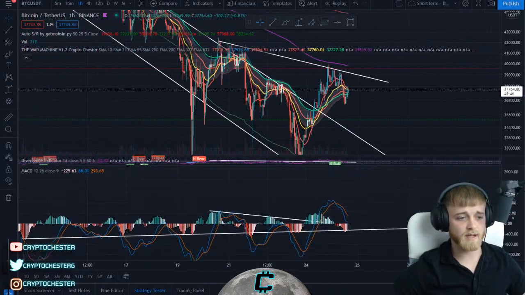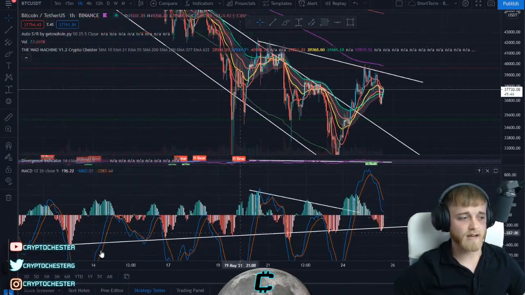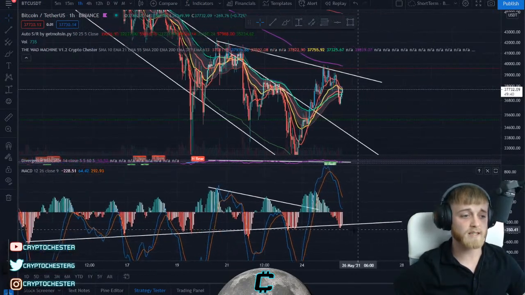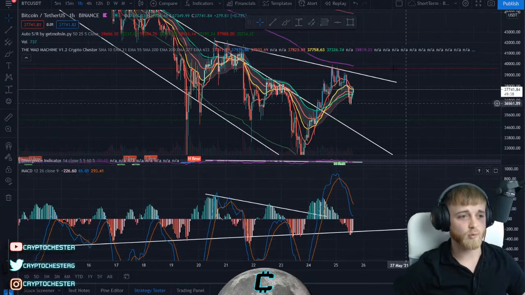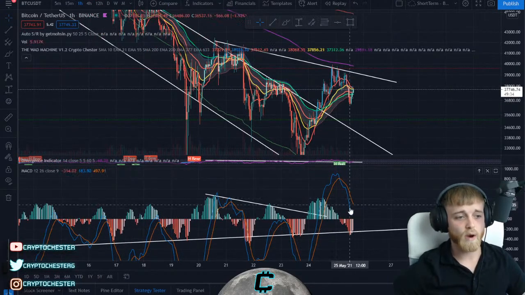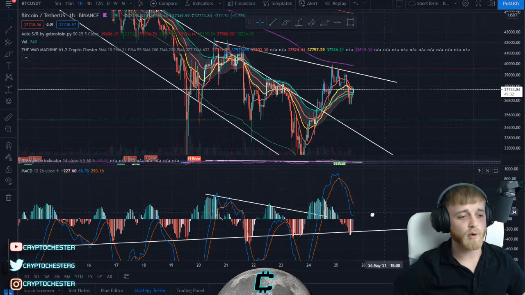In terms of what's happening on the MACD right now, we do have this dominant support line that's being pretty dominantly respected for Bitcoin right now, and that's another reason we saw that reversal in the trend, right? We haven't quite hit that bullish crossover yet, but we are getting there.